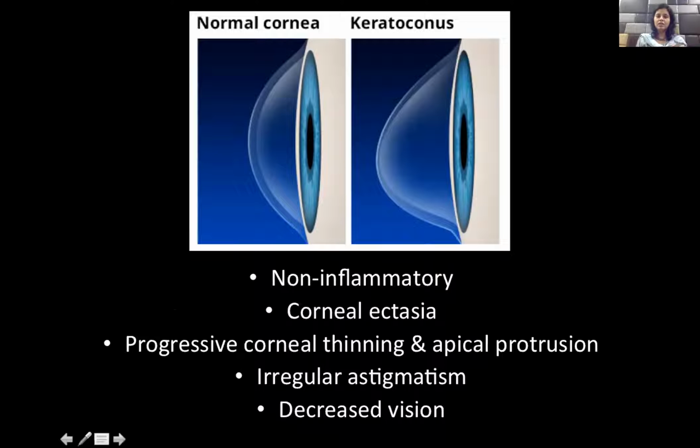So keratoconus, by the standard definition, which has been going on for years, is a non-inflammatory corneal ectasia, that is corneal protrusion, which is clearly evident in this picture. And it's progressive, that is, it has a potential to keep on increasing. There's thinning, which is seen in the corneal cross section here, and there is protrusion. These things cause irregular astigmatism, and hence the patient has decreased vision.